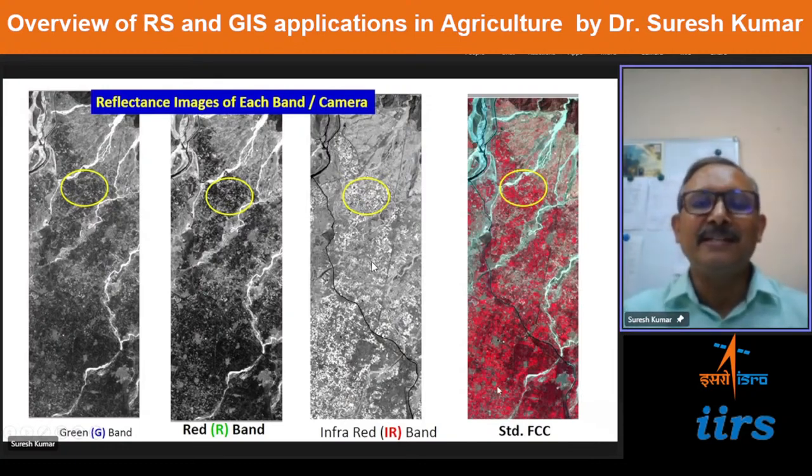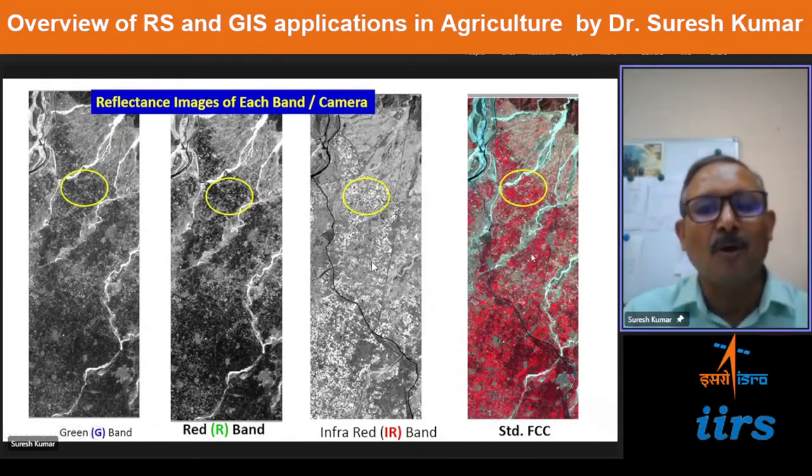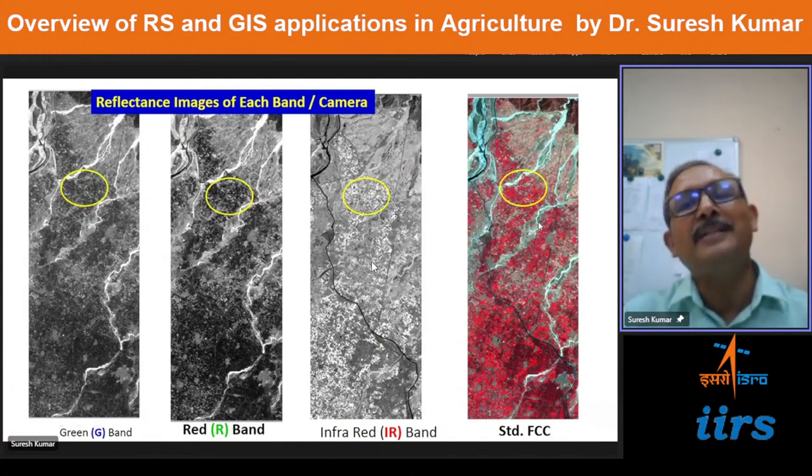So where you are getting the red color, you can say this is vegetation or this is a crop. The intensity of red color helps us to identify the various crops. You know, various crops have different quantities of chlorophyll content or height, and that's why your infrared reflectance will vary.